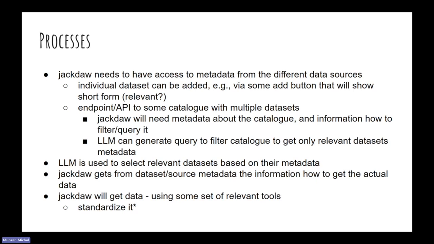So that's where the tricky things come into play because, on the one hand, we need to have metadata about the catalog and how to query, and we can maybe use LLMs to generate queries to filter the catalog to get only the relevant datasets. And once we have these relevant datasets, we can have a next step, which is to get, from the potential relevant datasets, the data that is relevant to answer the question of the user based on the metadata of the dataset itself. So basically, these are the two steps that we are trying to identify.